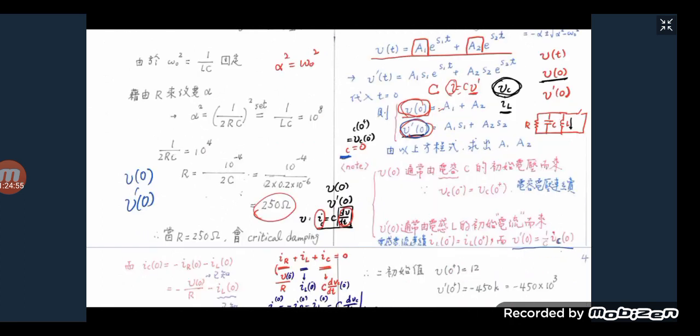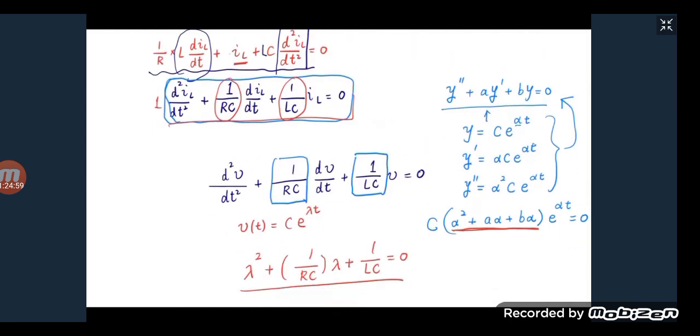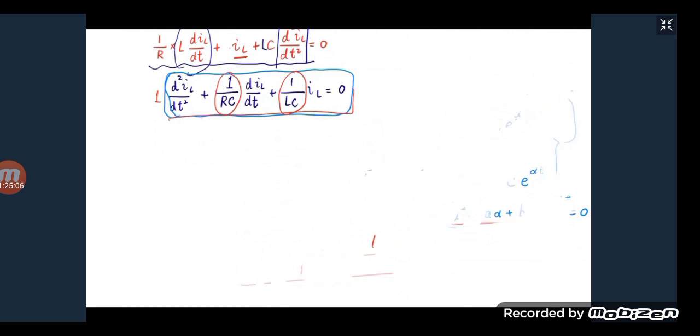But here maybe we take about 2 or 3 minutes to talk about critical damping. Sorry, underdamping. When we have two roots, for example, we just said we have two roots as alpha plus j beta and lambda is equal to alpha minus j beta.